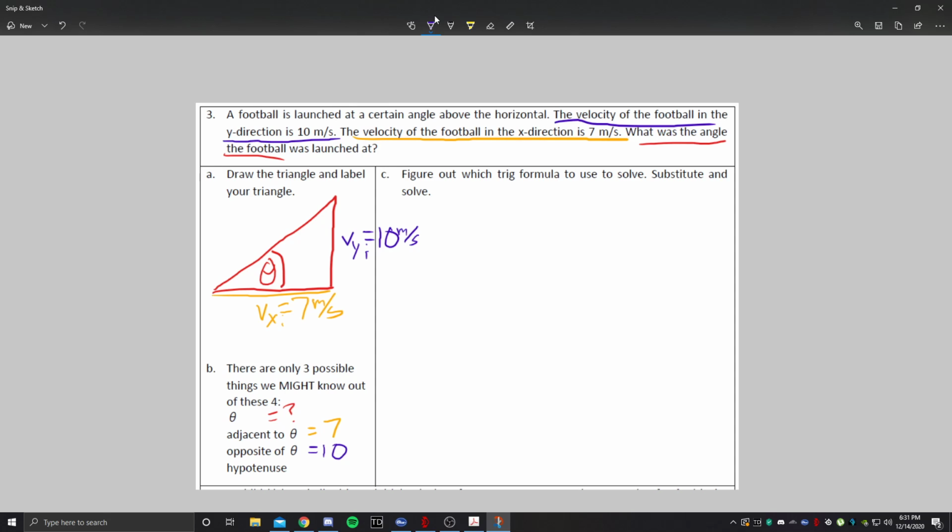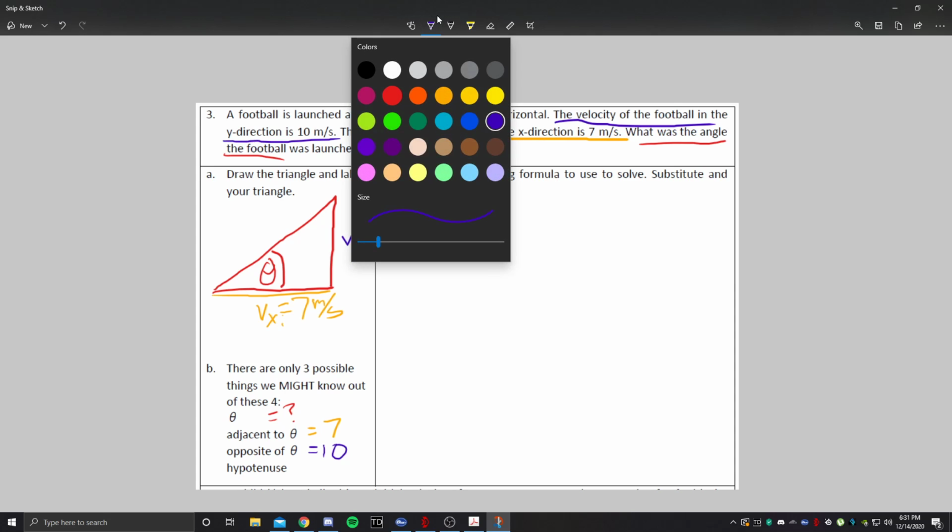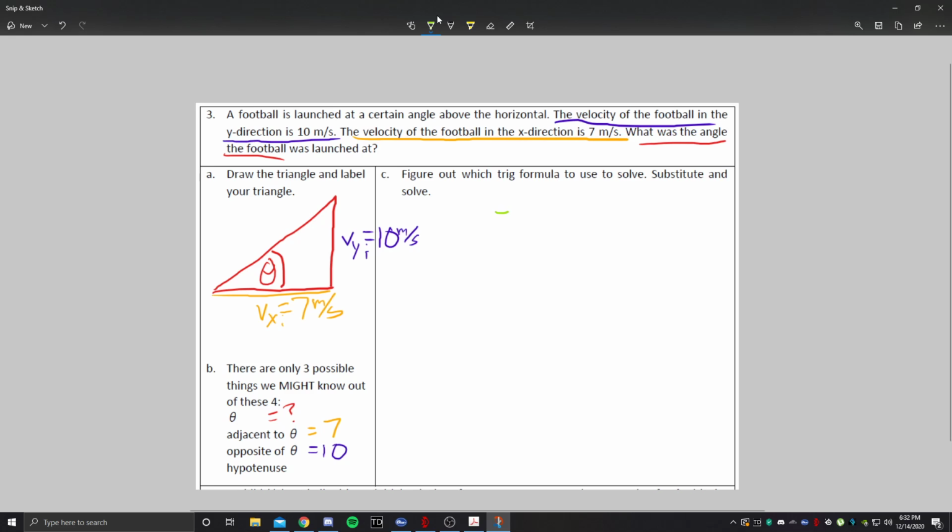So we have these three things. We don't know our hypotenuse, so there's only one equation we can use. The only equation we can use is tan theta is equal to opposite over adjacent. We have our angle, we have opposite, and we have adjacent. So we're going to plug in everything: tan theta is opposite, which is 10, over adjacent, which is 7.